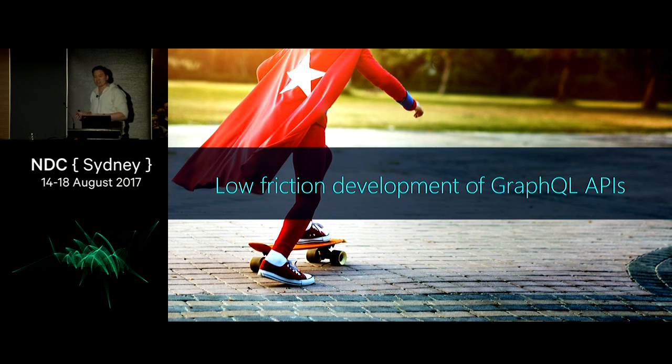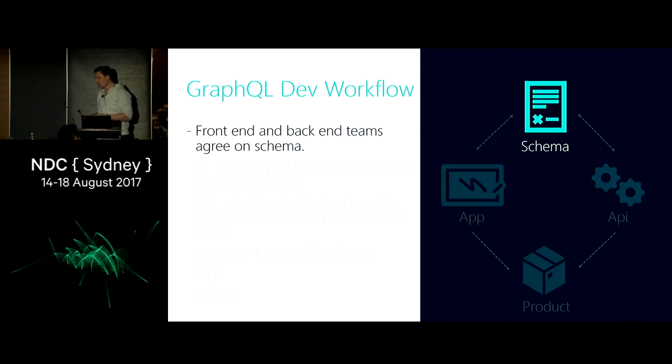So in the last couple of minutes that we have, we'll look at a couple of other techniques that we have for low friction development, like how can you move quicker with GraphQL. The first piece of advice I would give you is always start with the schema. The schema is what will give you shared understanding between the client team building their app and the server team building the API. Once the schema is agreed on, both teams can work in parallel.